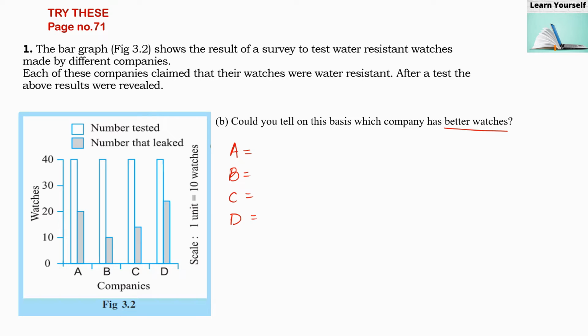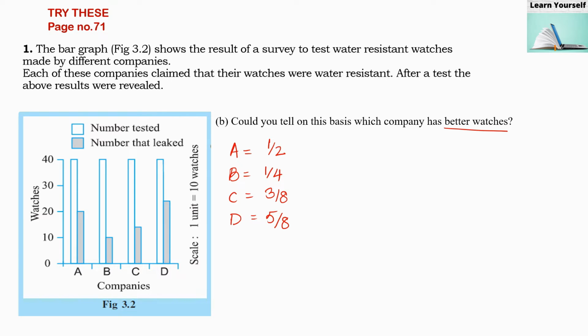So A has 1 by 2, B has 1 by 4, C has 3 by 8 and D has 5 by 8. Now we have to find out which fraction is less. Then only we will get to know which company is doing better, because these fractions tell us that these watches are not good because they are leaked.